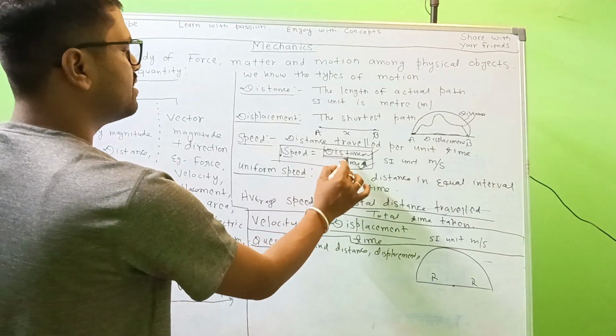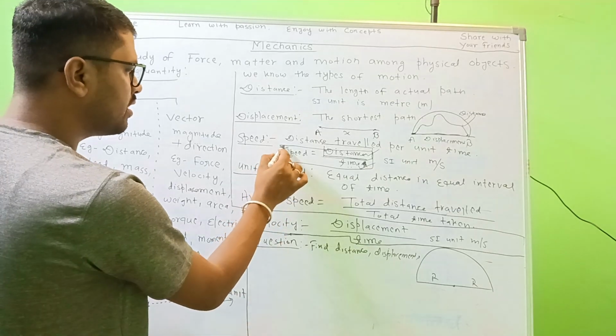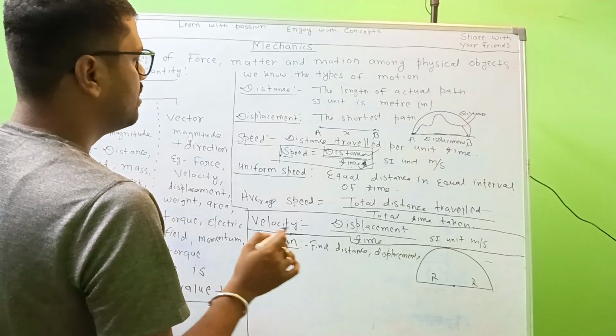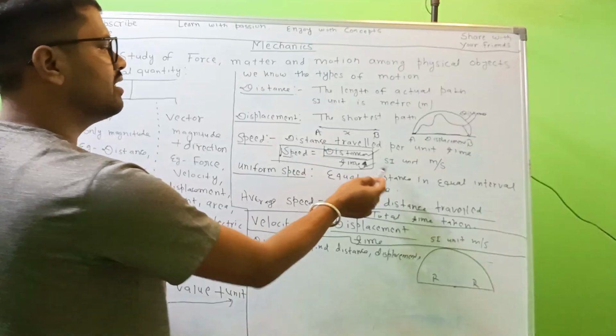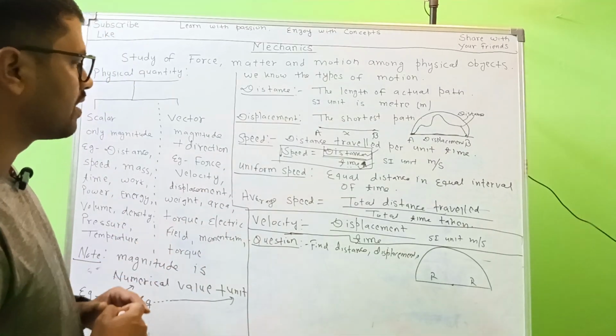So speed equals distance by time. Suppose your speed is more. If your speed is more, you will take less time because both are inversely proportional. Okay. Now the SI unit is meter per second. Meter per second.